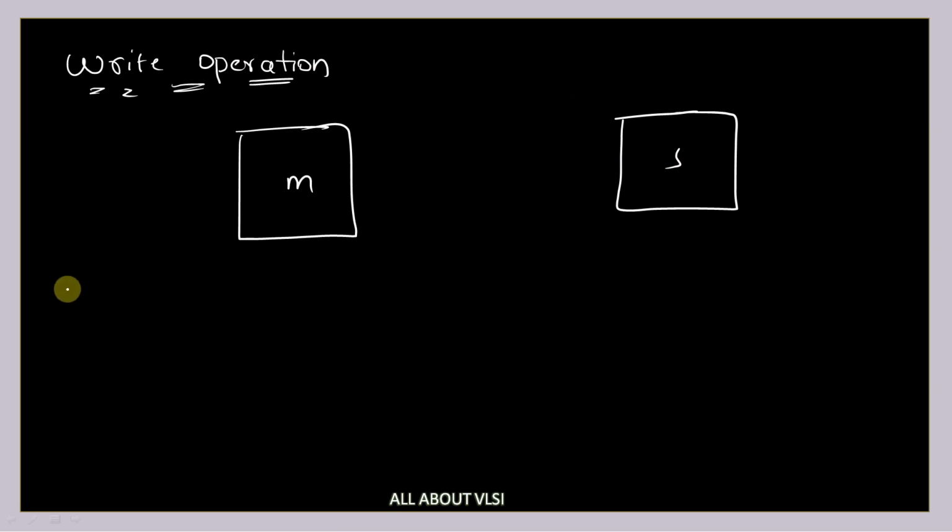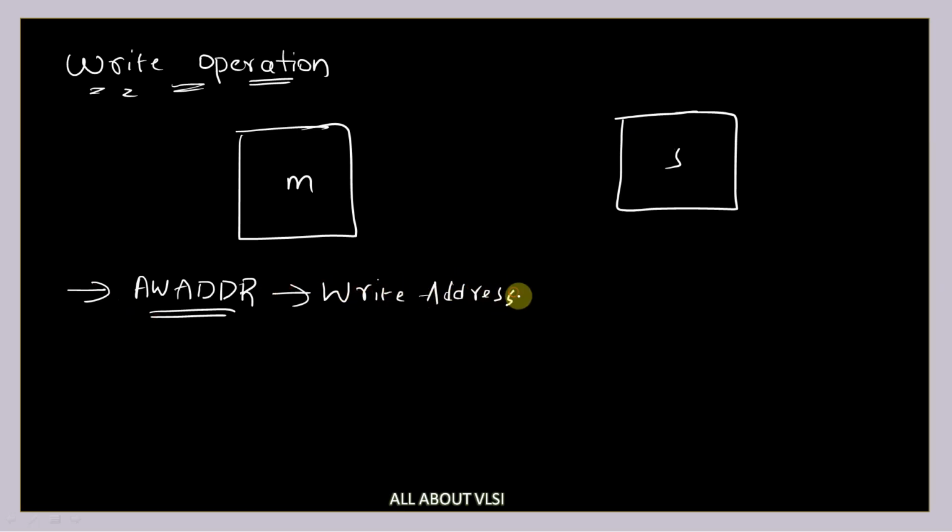Now, what channel is it going to use? It is going to use a signal known as AW address, which belongs to the write address channel. So using this signal present in this channel, the master is going to provide the address information to the slave using this AW address signal.